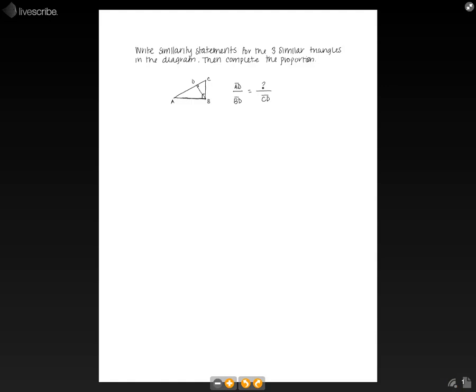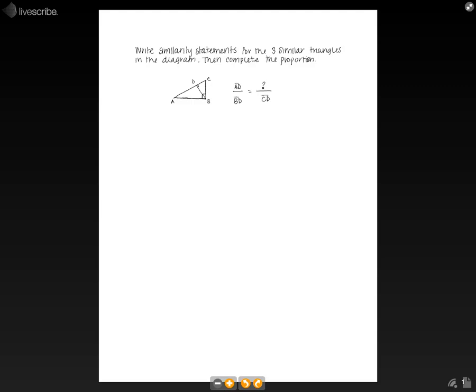In this pencast, we will be applying the relationships that exist when the altitude is drawn to the hypotenuse of a right triangle. Okay, so first let's look at this problem. Write similarity statements for three similar triangles in the diagram, then complete the proportion.